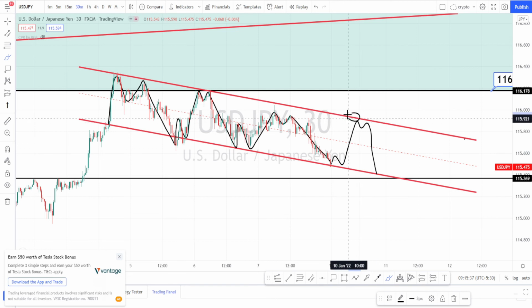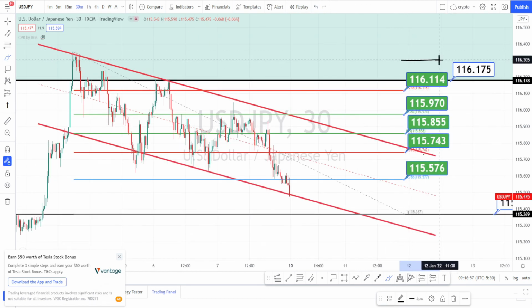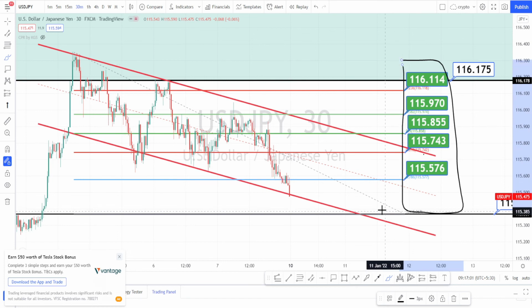So as long as it is trading within this channel pattern, you can go on a swing trade within this channel. Let us mark the support and resistance levels. These are all the support and resistance levels for 30 minutes time frame. I am expecting a bounce back or a bullish trend reversal from this support level of 115. So I have drawn the support and resistance levels only within this area.